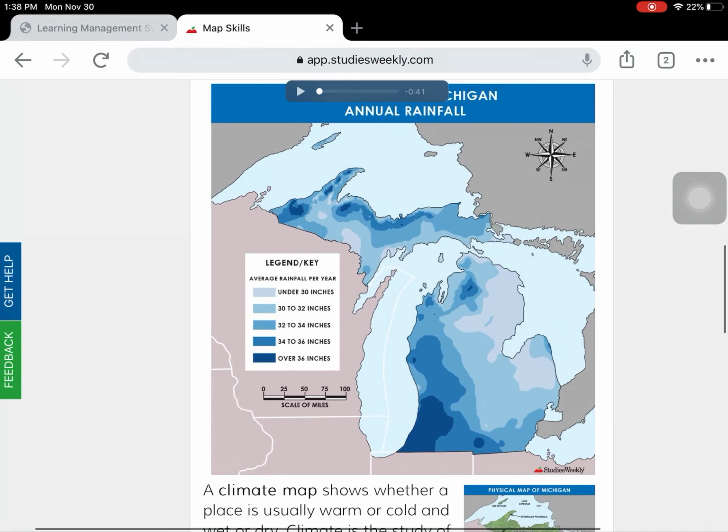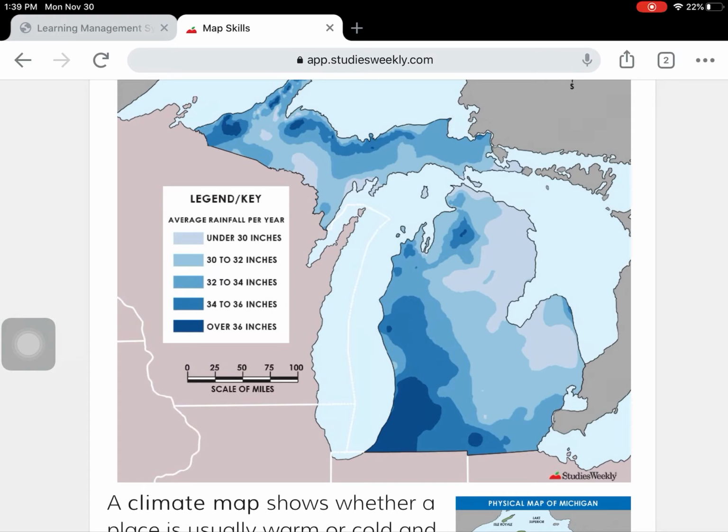Next thing I want to do is look at my legend and my key here. This is going to give me some helpful information when I'm looking to read my map. It says average rainfall per year. So this is the average, all the rainfall throughout all of Michigan. And this map is going to tell us how much rain Michigan gets on average in that area. So again, we have different colors here. Darker blue and then lighter blue. Lighter blue is going to mean less rain, where darker blue is going to be the most rain that we see in Michigan.